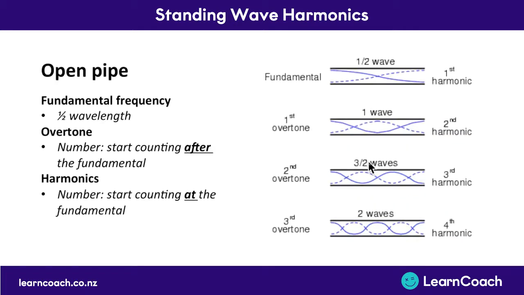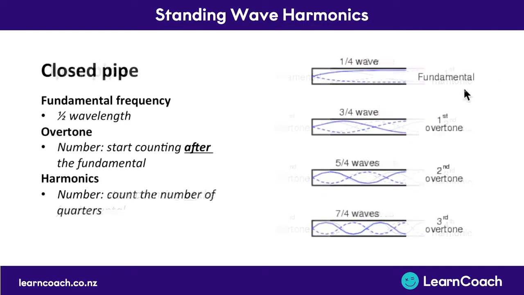When we're talking an open pipe, these names are identical, except for the antinodes down here. So again, you have a half wavelength at the fundamental, which is the first harmonic. The first overtone is 1.5, which is the second harmonic. Again, overtones start counting after the fundamental, whereas harmonics you start counting at the fundamental.